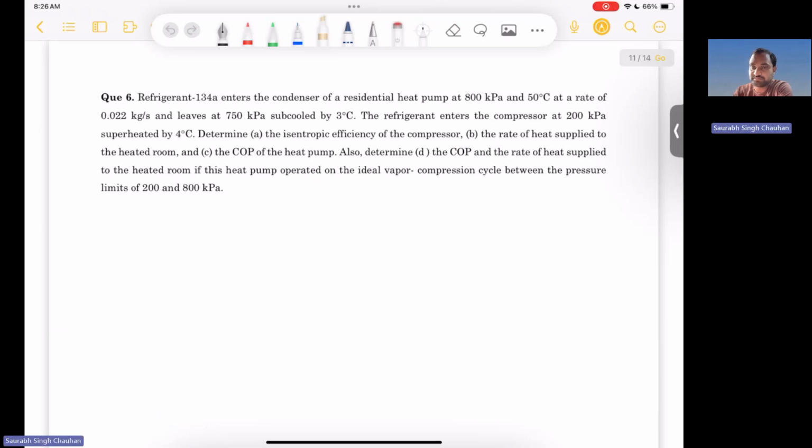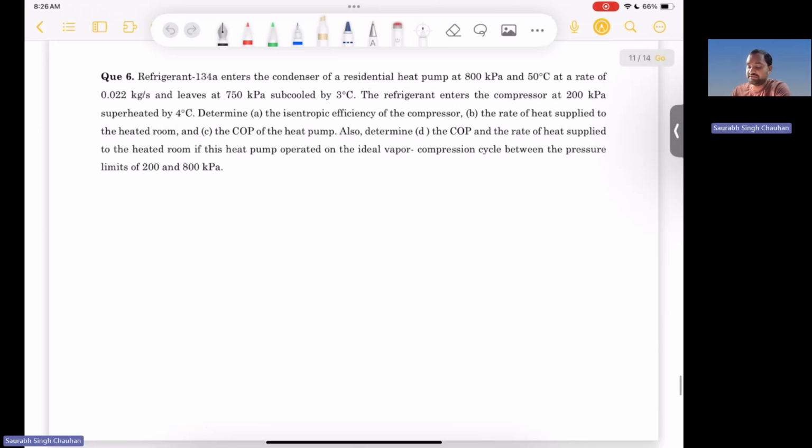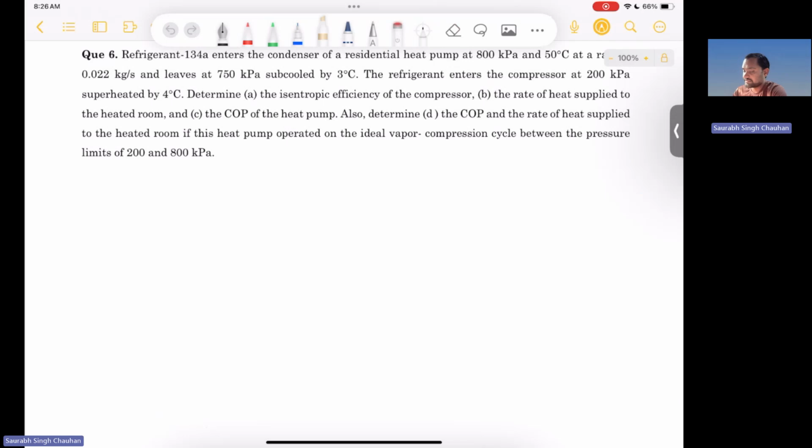Question number 6. This is from the refrigeration. So question number 6 says a refrigerant R134A enters the condenser of a residential heat pump at 800 kilopascal and 50 degrees Celsius at a rate of 0.022 kilogram per second and leaves at 750 kilopascal, subcooled by 3 degrees Celsius. The refrigerant enters the compressor at 200 kilopascal, superheated by 4 degrees Celsius.